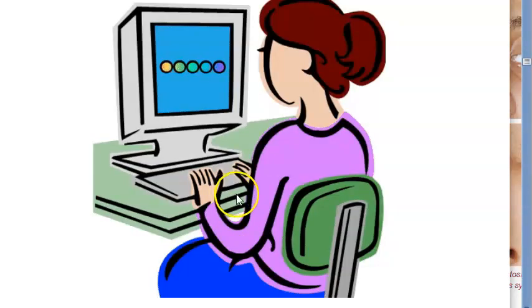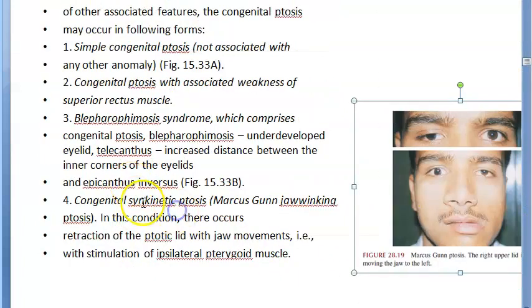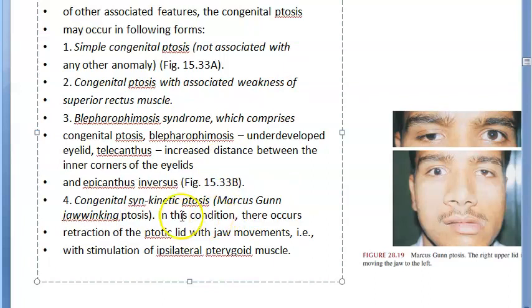Then you have congenital synkinetic ptosis. Guys, we have one more type here with the associated features. That is congenital synkinetic ptosis or Marcus Gunn jaw winking ptosis. In this condition, what happens? See, this is synkinetic ptosis, guys. Remember, there is Marcus Gunn pupil separate. That is a different thing. Here, Marcus Gunn jaw winking ptosis.